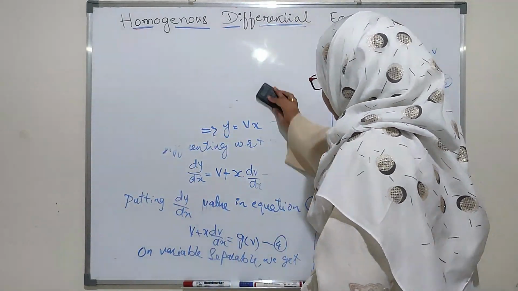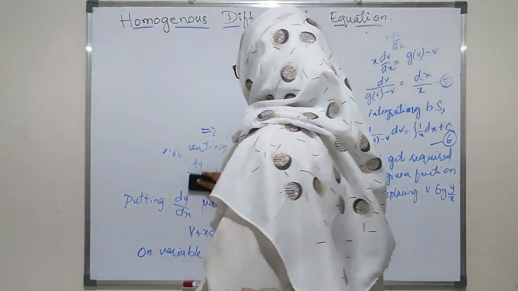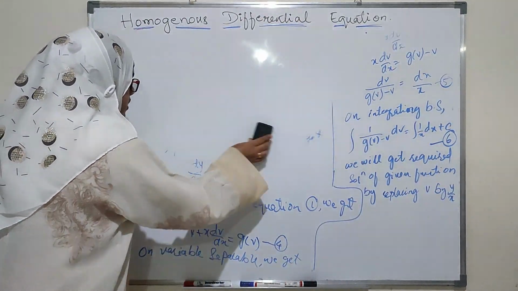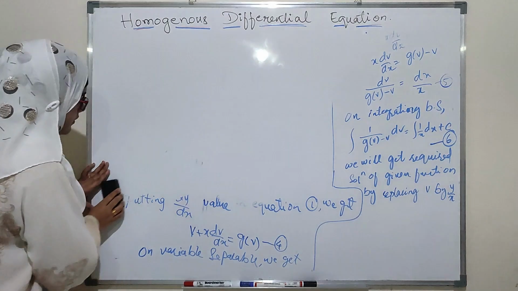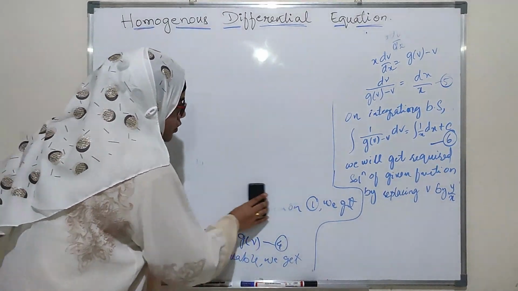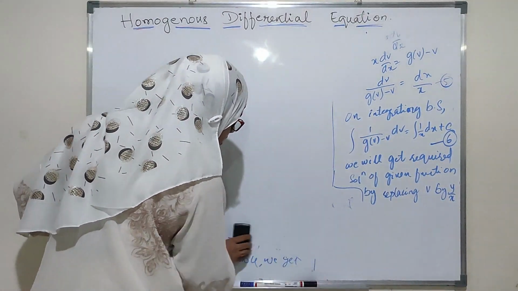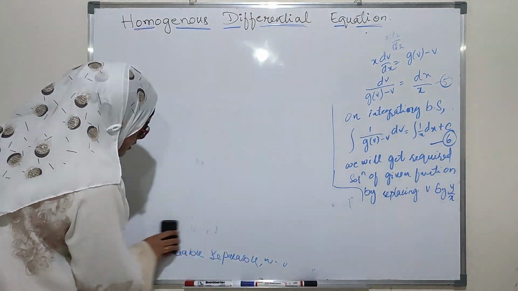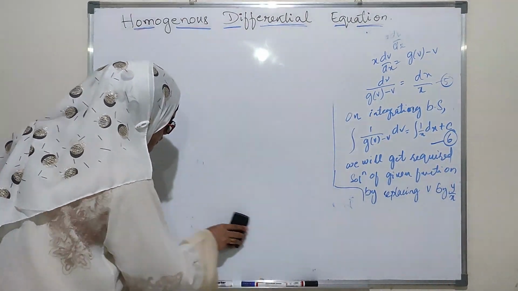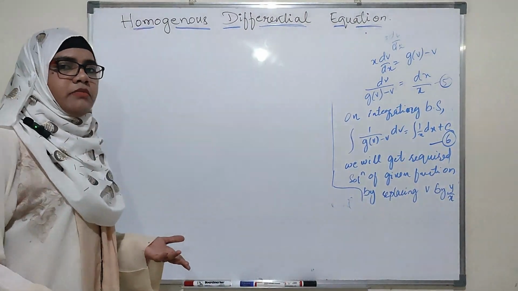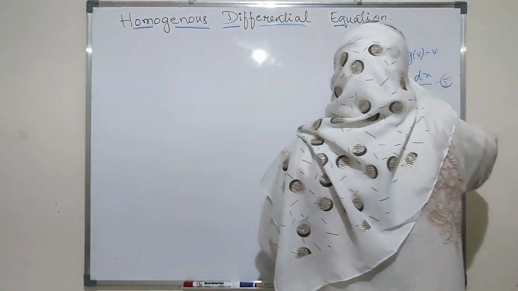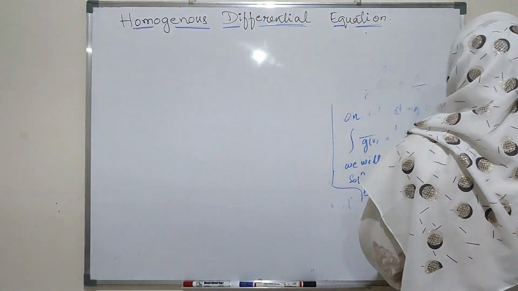We are using the variable separable method here also. After differentiation of v x, we have to use the variable separable method, and after that, we have to go for integration. Then we will get the required answer.